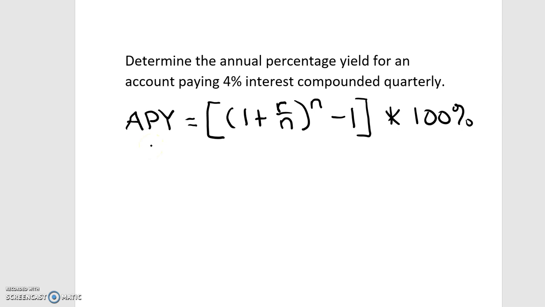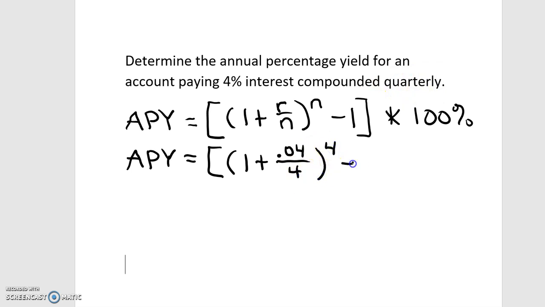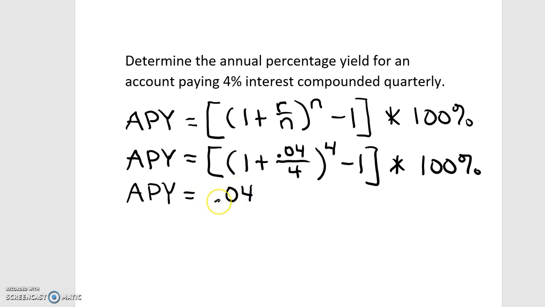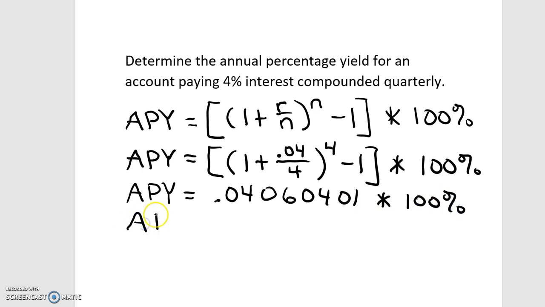So in this example, we want to determine the annual percentage yield for an account paying 4% interest compounded quarterly. So our APY is going to be equal to 1 plus, our R in this case is 4%, so as a decimal, 0.04. Our N value, we're compounding quarterly, so our N value will be 4 as well, minus 1 times 100%. So we're going to plug this into our calculator, and we get that our APY is equal to 0.04060401 times 100%.